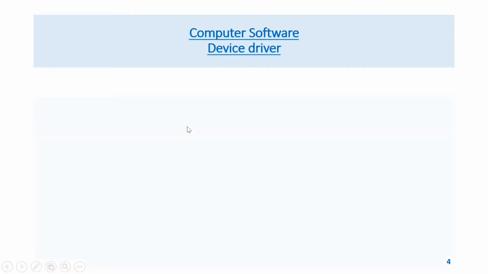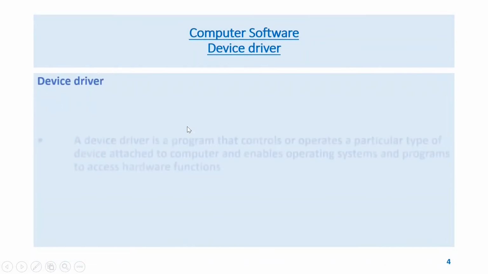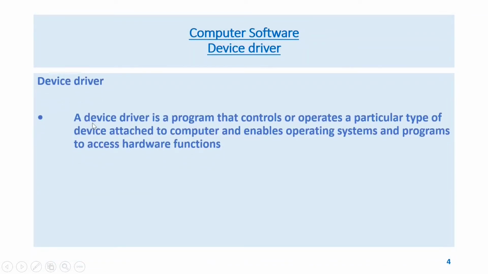Device driver. A device driver is also a system software. A device driver is a program that controls or operates a particular type of device attached to the computer and enables operating systems and programs to access hardware functions. Device drivers are dependent on hardware. So if multiple devices are attached to the computer, each device will have a device driver.